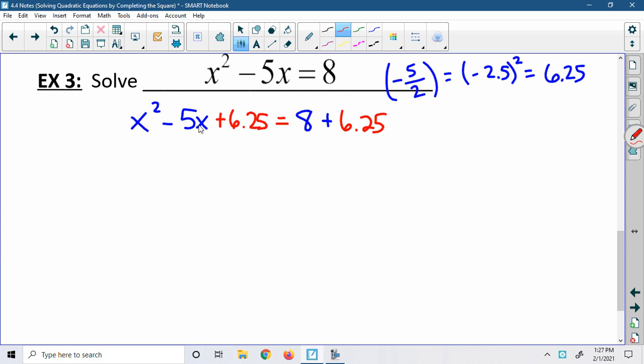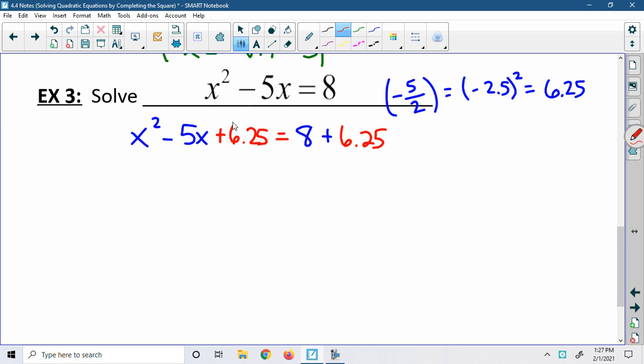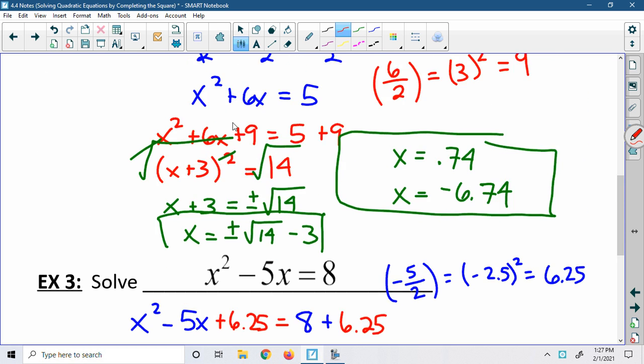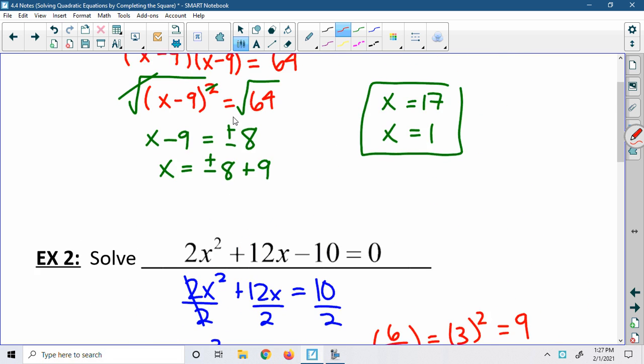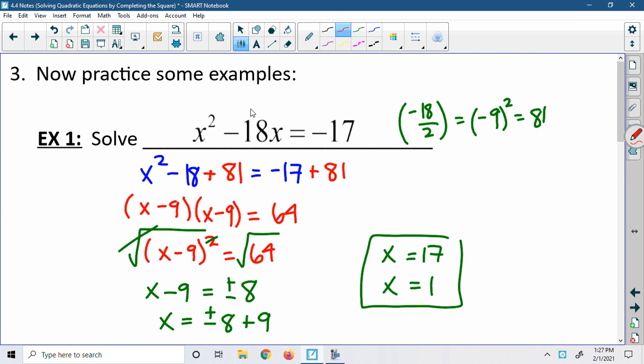And now this left side becomes factorable. Now you might be saying, well, I don't know how to factor with decimals. We've never really done it before. 6.25 kind of is like, yeah, that looks yucky. Real quick, let's pause on that and let's go up to these other examples and see if we can figure out a pattern.